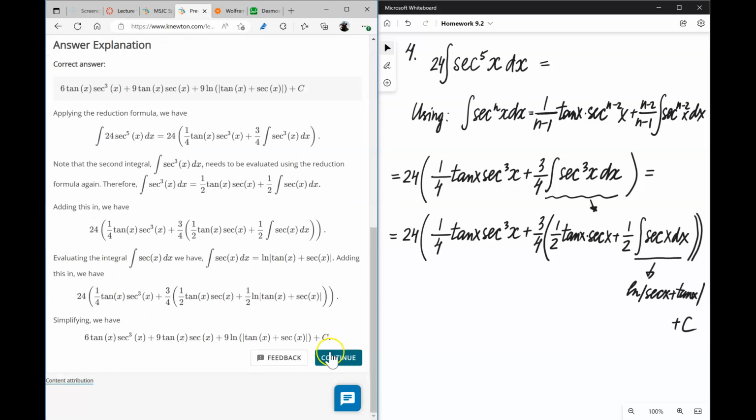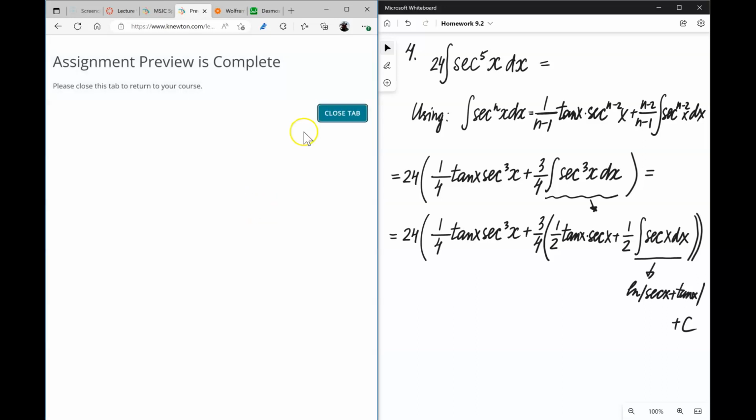And we finished the homework. So if you have any questions about integrating powers of secant, powers of tangent, and the products of powers of secant and tangent, please let me know.